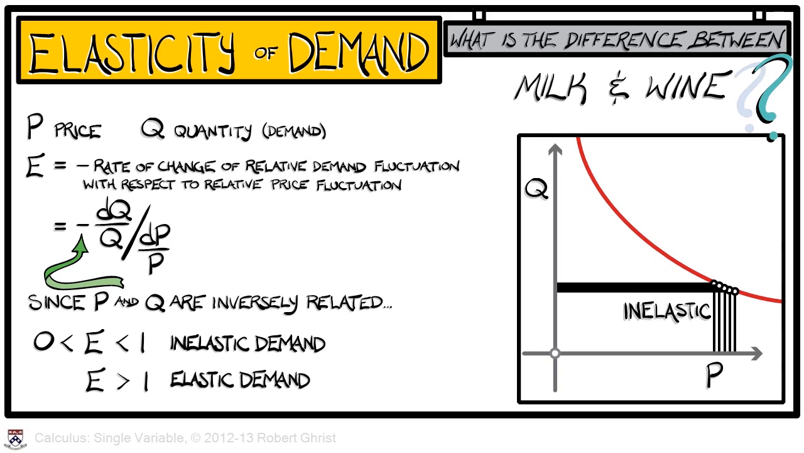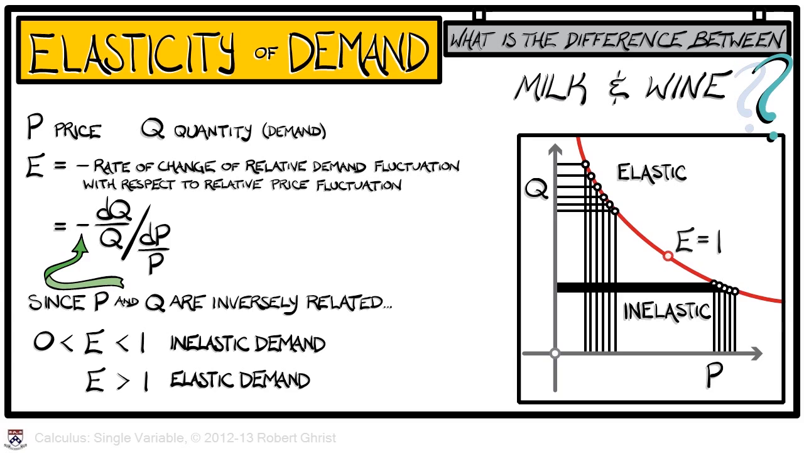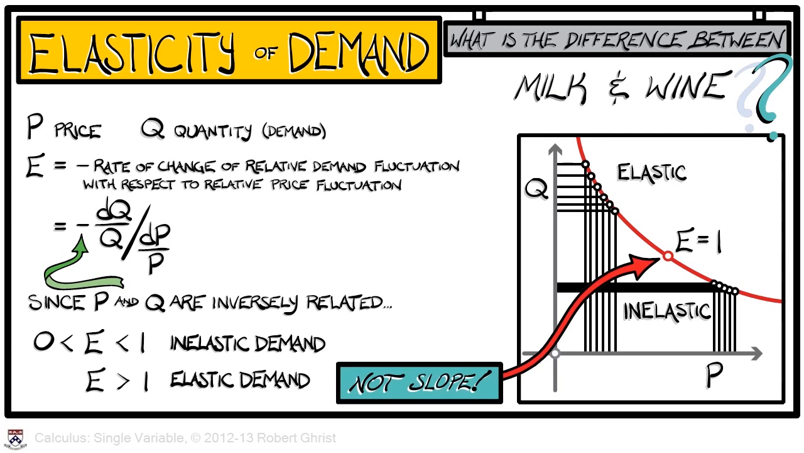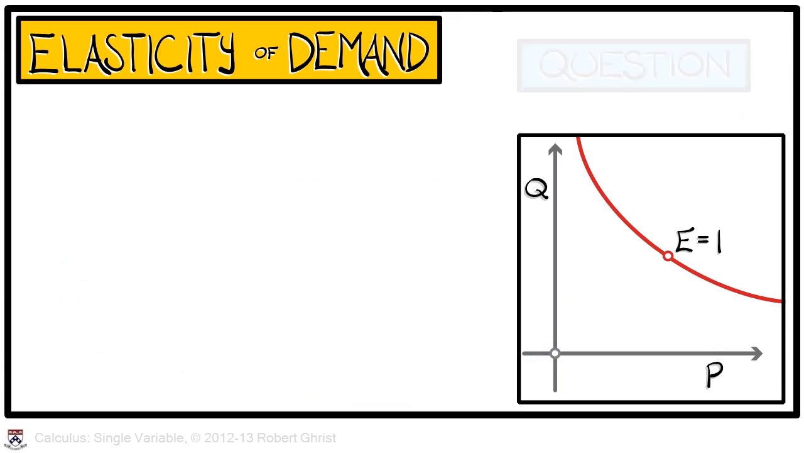On the other hand, if E is larger than 1, then this is called elastic demand. If wine goes on sale, I'm more likely to buy more and then store it. That doesn't work with milk. Now, when E is equal to 1, it is called perfectly elastic. Note that it is not slope, but rather relative rates of change.